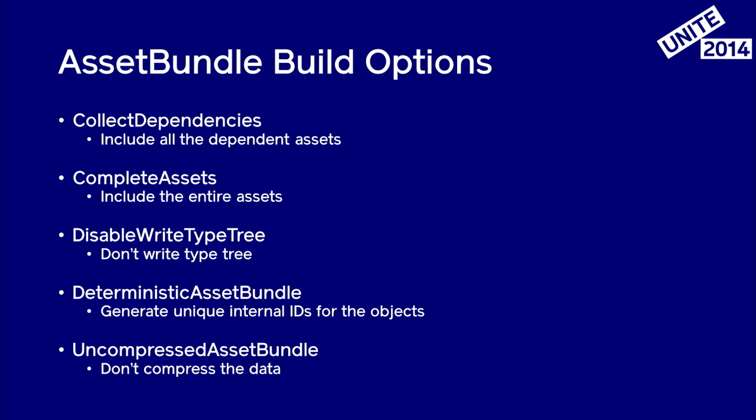Deterministic AssetBundle. With it set, Unity will generate unique internal IDs for the objects, and they will be constant between builds, so we can use it to support incremental builds. Uncompressed AssetBundle. So we just don't compress the data.